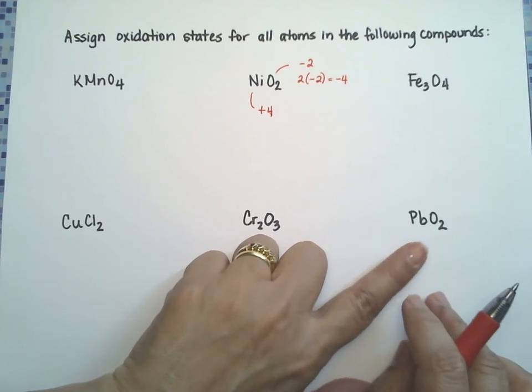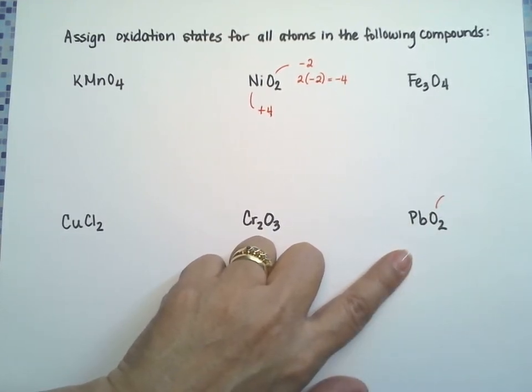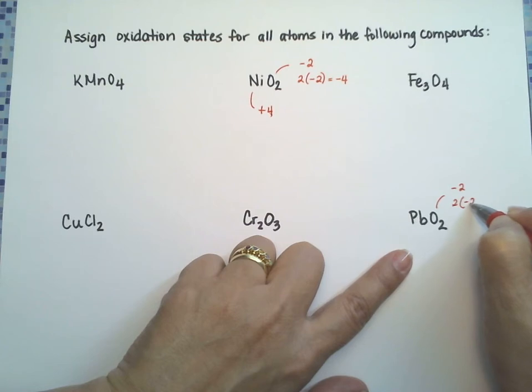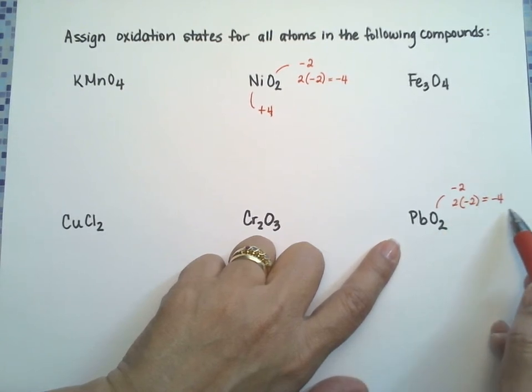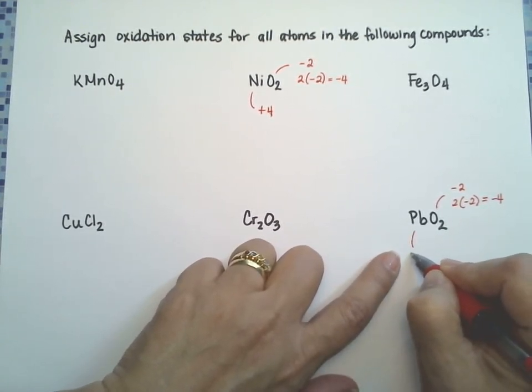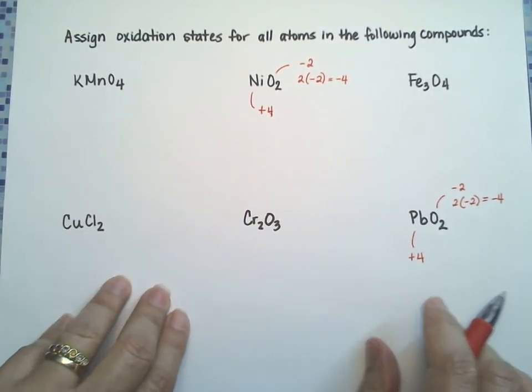Same thing happens over here with lead oxide. Again, oxygen in a compound is -2. I also have 2 oxygens in this one, so that equals -4. The lead has to neutralize the negative charges of the oxygens. So this lead right here, just like the nickel up here, is a +4.